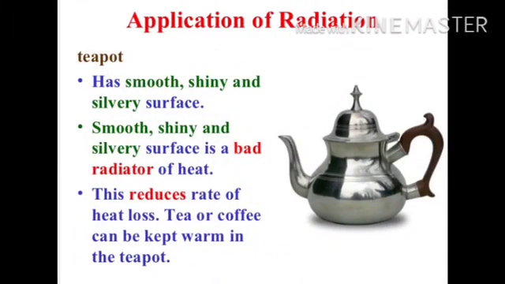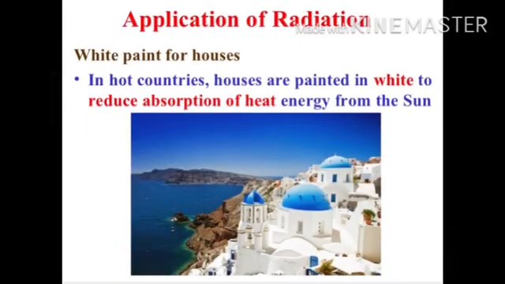A teapot has a smooth, shiny, and silvery surface. A smooth, shiny, and silvery surface is a bad radiator of heat. This reduces the rate of heat loss. Tea or coffee can be kept warmer in the teapot for a longer time. Houses may be painted with white color or bright color. In hot countries, houses are painted white to reduce absorption of heat energy from the sun.